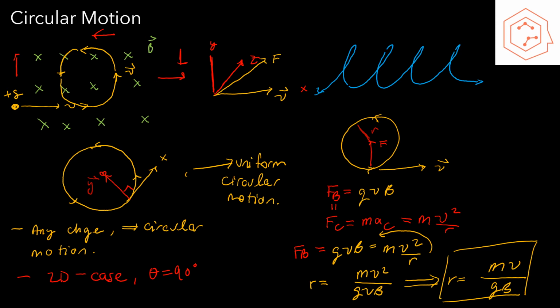So from this expression, if we have a larger mass for our particle, then it's going to have a larger radius. If it's moving at a larger speed, then it's also going to have a larger radius. If the charge increases, then it's going to have a smaller radius. And if the magnetic field increases in magnitude, we also have a smaller radius.